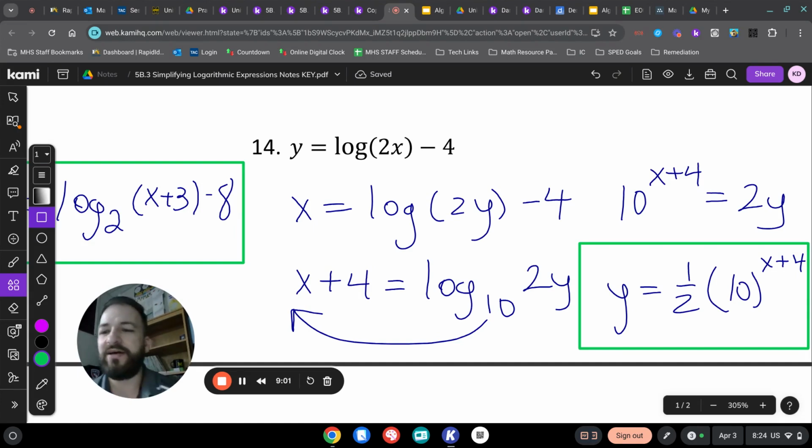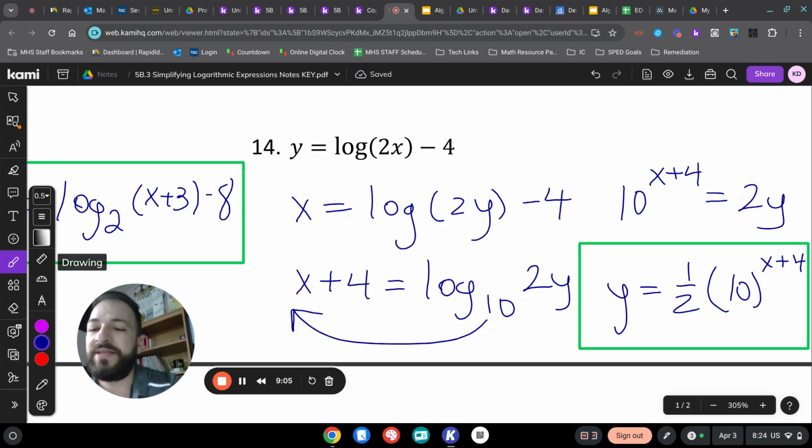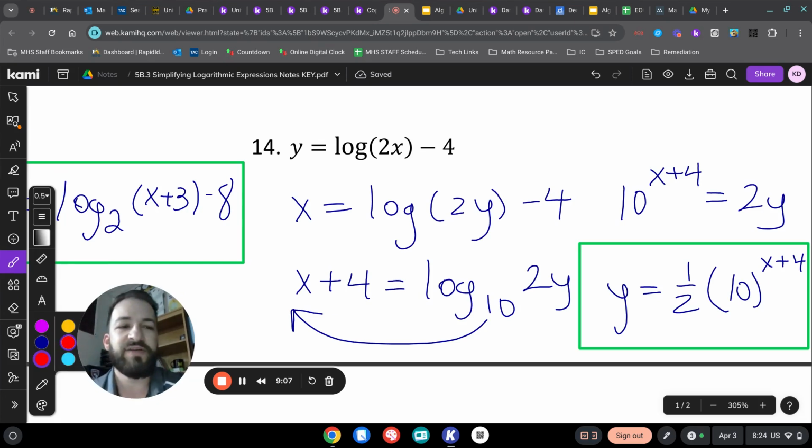And one thing that I see all the time is I see students say, Mr. Arbon, why didn't my base 10 become 5? Because I'm dividing by 2. Well, even though, yes, I have 10 to the x plus 4 divided by 2, that 10 is protected. It is a base. It's like it's inside a set of parentheses that are being taken to that exponent of x plus 4. So I cannot divide that 2 into that 10.